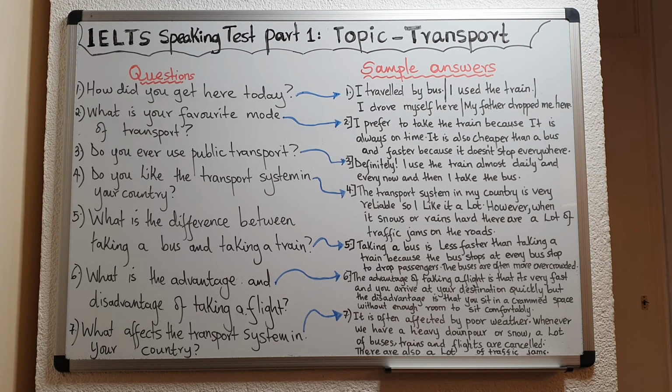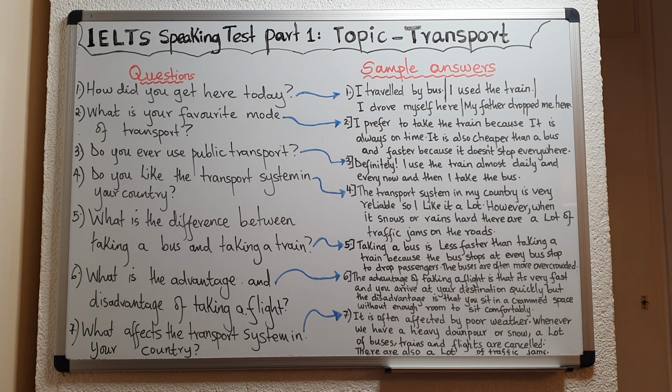Now, let us look at sample answer 7. It is often affected by poor weather. Whenever we have a heavy downpour or snow, a lot of buses, trains, and flights are cancelled. There are also a lot of traffic jams. Okay? So what sort of things affect the transport system in your country?